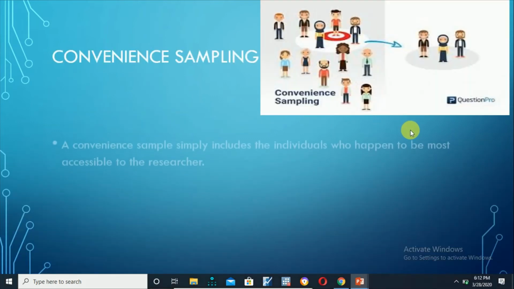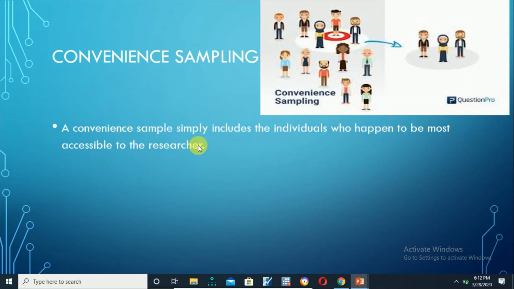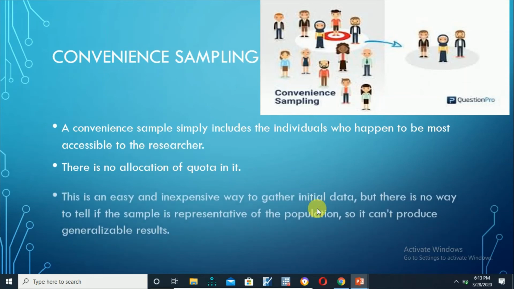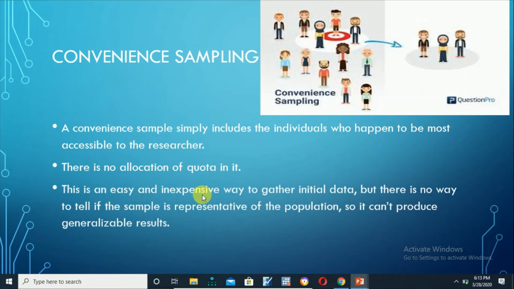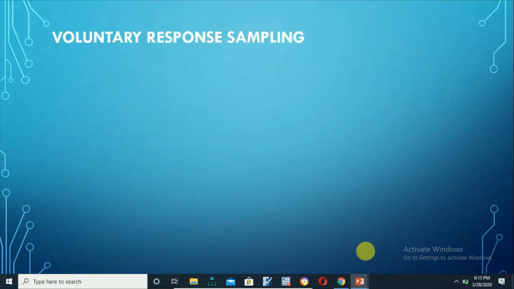Convenience sampling. A convenience sample simply includes the individuals who happen to be the most accessible to the researcher. There is no allocation of quota in it. This is an easy and inexpensive way to gather initial data, but there is no way to tell if the sample is representative of the population, so it cannot produce generalizable results. As you collect the sample according to your convenience, there is no criteria involved in it.